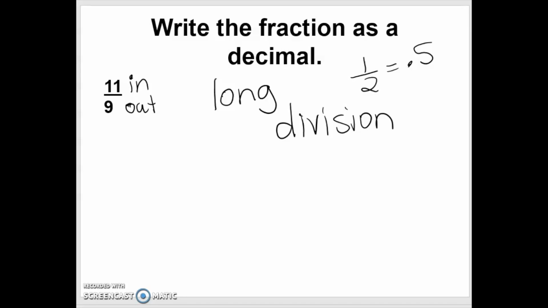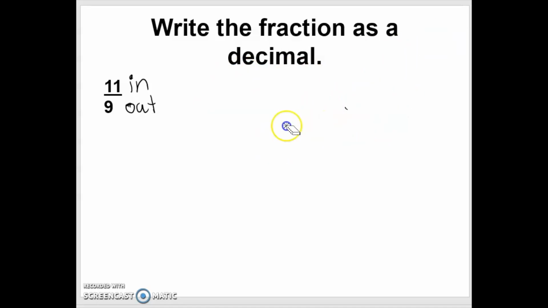So we're going to go ahead and we're going to set up our long division problem. The numerator, the number on top, is going to go inside our long division, and the number on bottom goes outside.